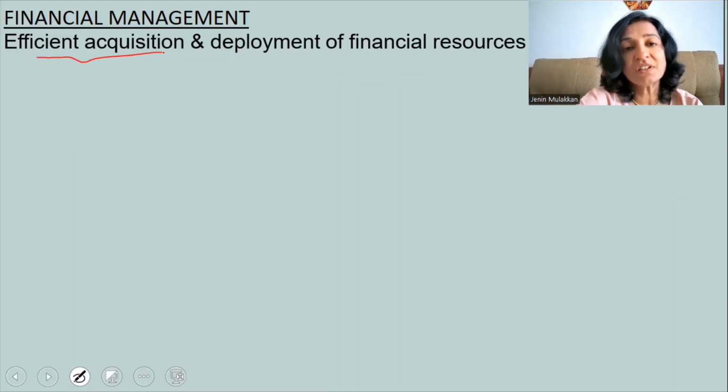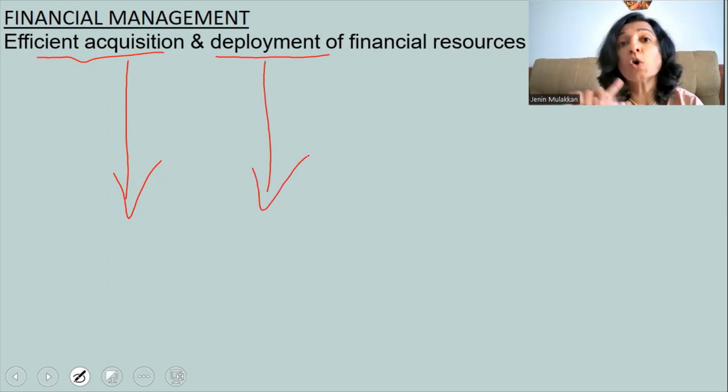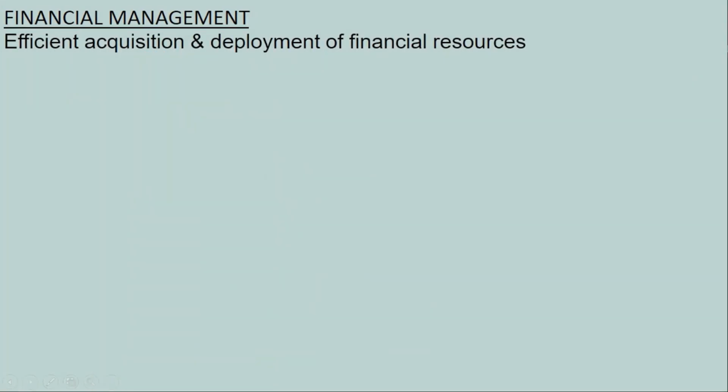Now, just like that, any business is a combination of many events. So definitely, we need to find out from where we have to acquire the resources and how we have to use these resources. So in short, financial management means efficient acquisition and deployment of financial resources. So we need to find out the most efficient way in which we can acquire the financial resources and the most efficient way in which we can deploy or use the financial resources.